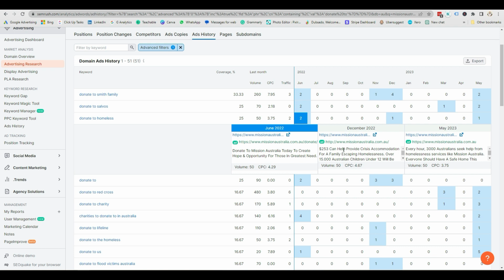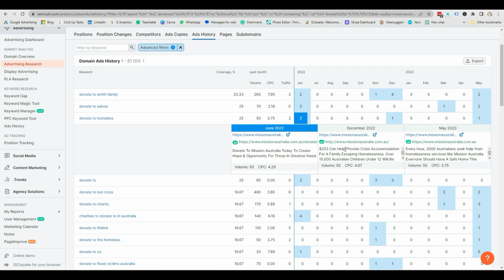For sure, I can see that, and I know from experience that using dollar handles is really good across nonprofit ads, especially when you can back it up with a statistic. These are both really good hacks that you can utilize. So we can see right here, $253 can help provide crisis accommodation for a family escaping homelessness. That's really incredible to show the searcher, because if you're thinking about donating and you have an extra $253, you can directly save a family from homelessness.